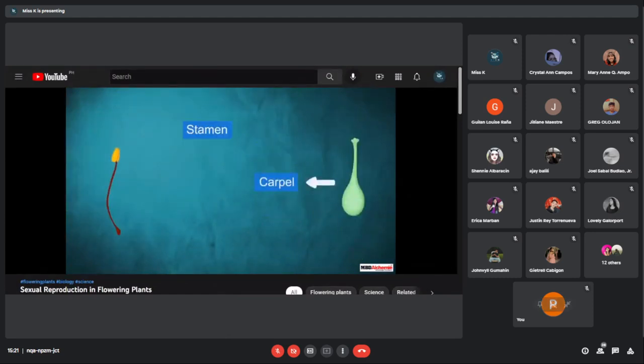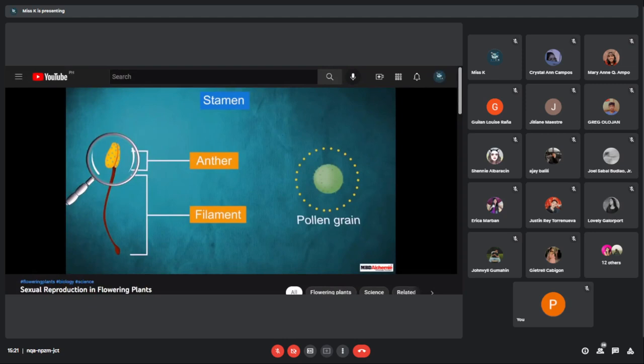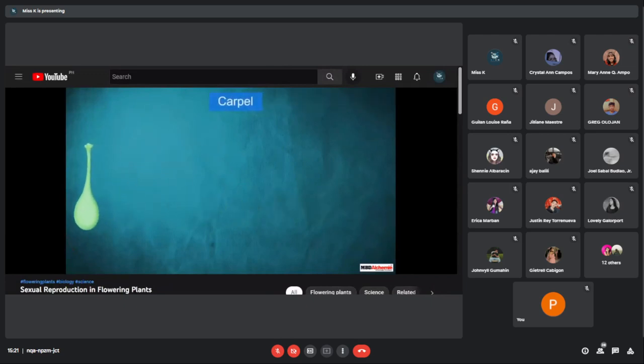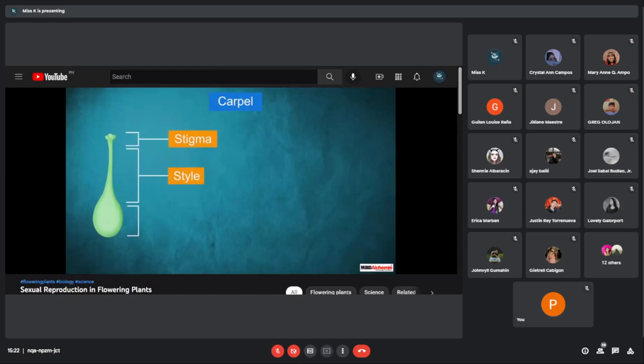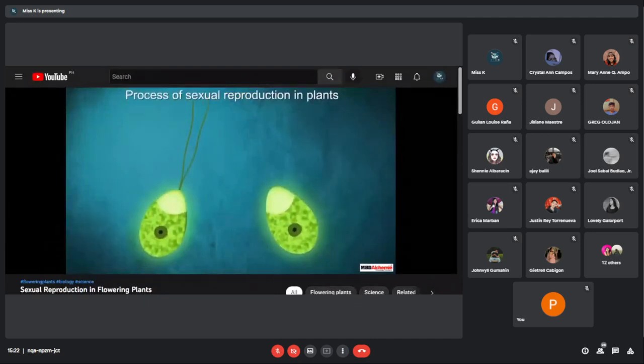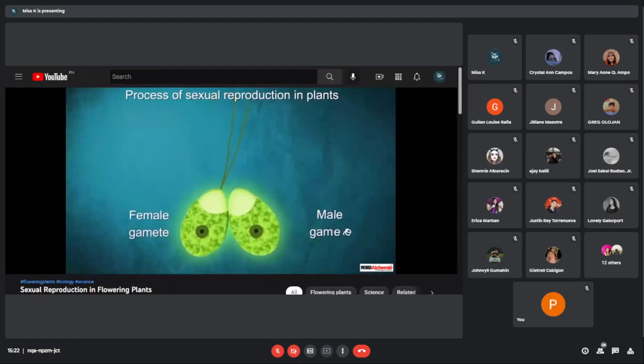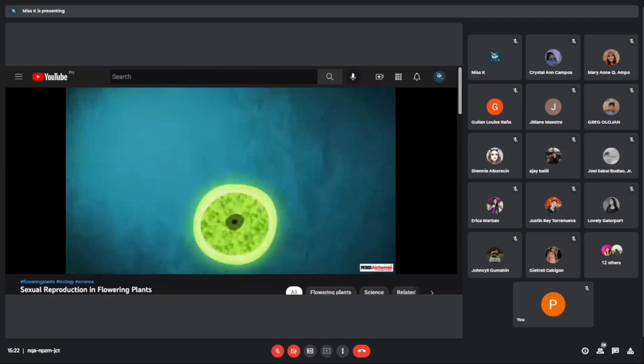A stamen is made of two main parts, the anther and the filament. The anther contains pollen grains that carry the male gametes. A carpel, on the other hand, is made up of three parts. The terminal part is called the stigma. The middle elongated part is the style. And the ovary, where ovules are present. It is the ovule that has the female gamete called the egg cell. For sexual reproduction to take place, a male gamete is to be fused with a female gamete, thereby forming a zygote.